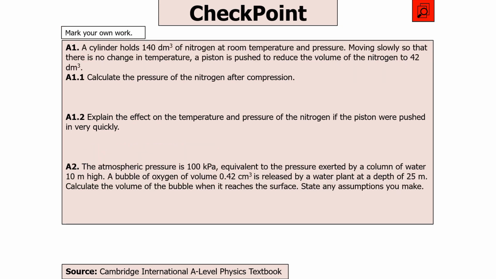Right, in this first one again, we're using Boyle's law. So P1V1 equals P2V2. So P2 is going to be equal to 3.4 times 10 to the 5 pascals.